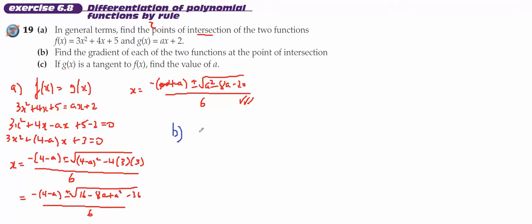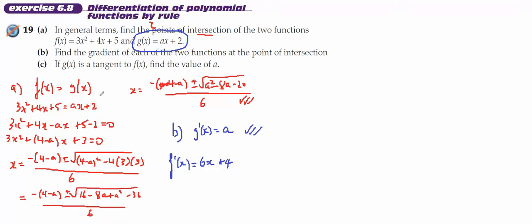For g of x, I'll find the gradient by taking the derivative. g dash of x is the derivative, and that equals a. So the gradient of g of x is a. It doesn't matter where it is, at the point of intersection or any other point on g, the gradient will equal a. And f dash of x will equal the derivative of this. So 2 times 3 gives 6x plus 4. And that varies. No matter where you are, the gradient will be different.